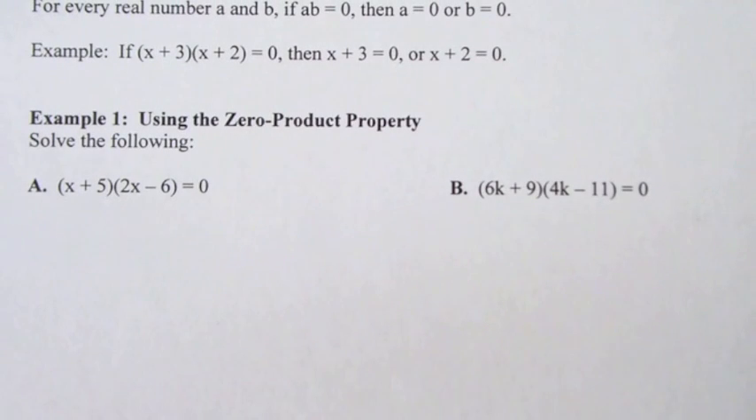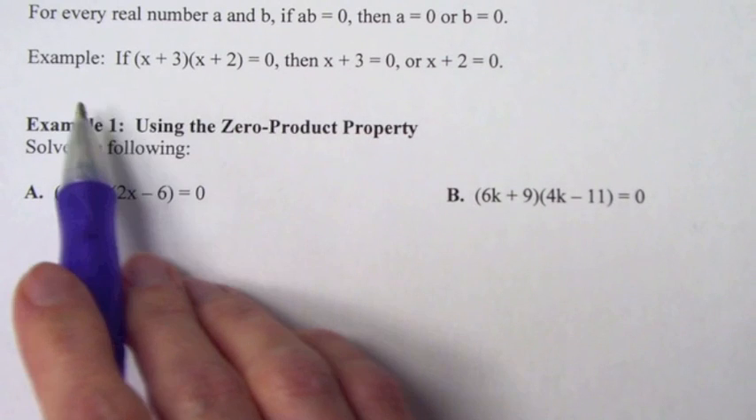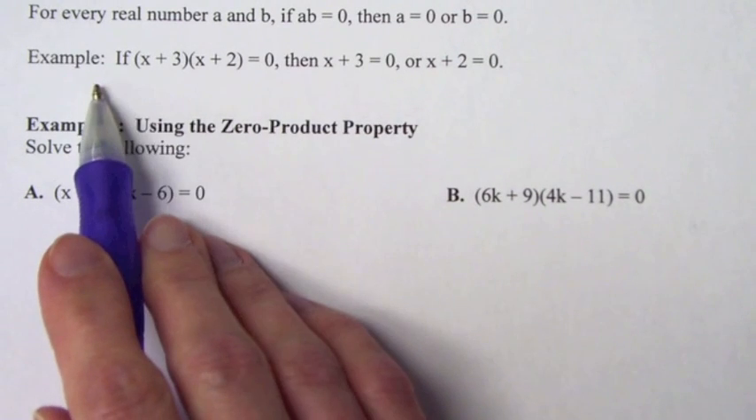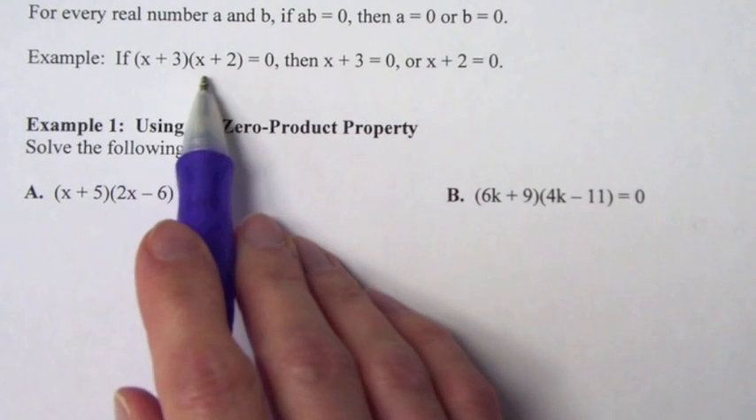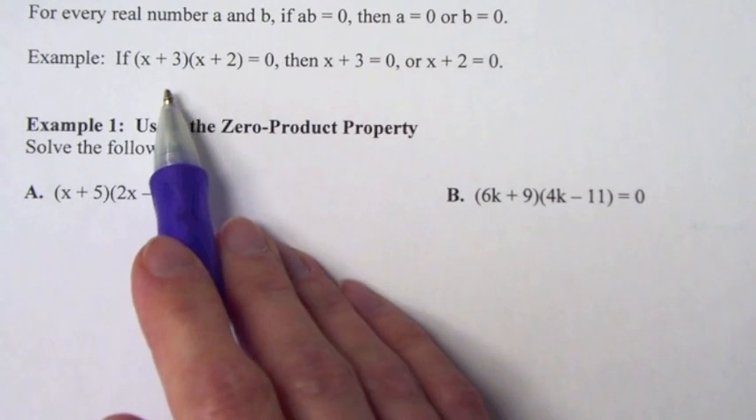All right, so today we're going to solve these by factoring. We're going to first learn a property called the zero product property. If we have an expression like (x + 3)(x + 2) = 0, this is an example of a factored version of a quadratic.